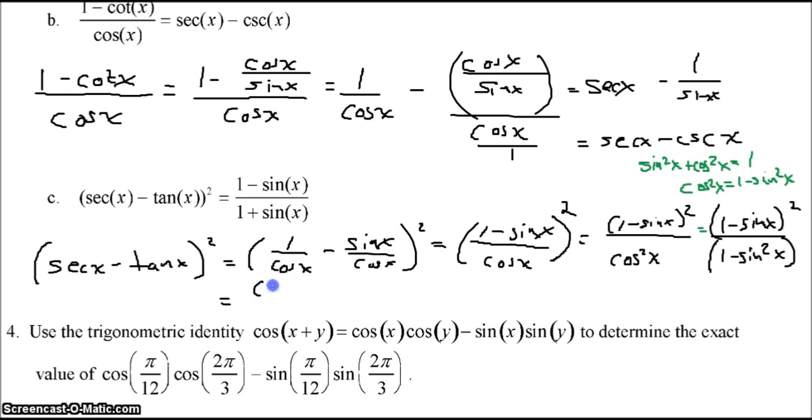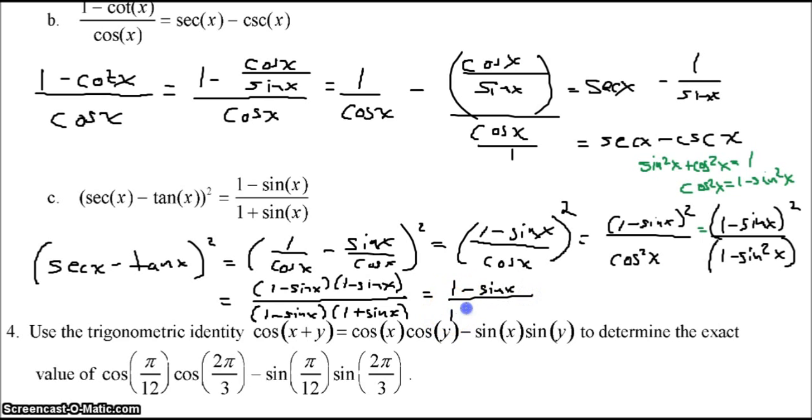Notice the numerator is just 1 minus sine x times 1 minus sine x. The denominator is actually a difference of squares, 1 minus sine x times 1 plus sine x. Now the 1 minus sine x cancels out, and we have 1 minus sine x over 1 plus sine x. Alright, that was a tough one.